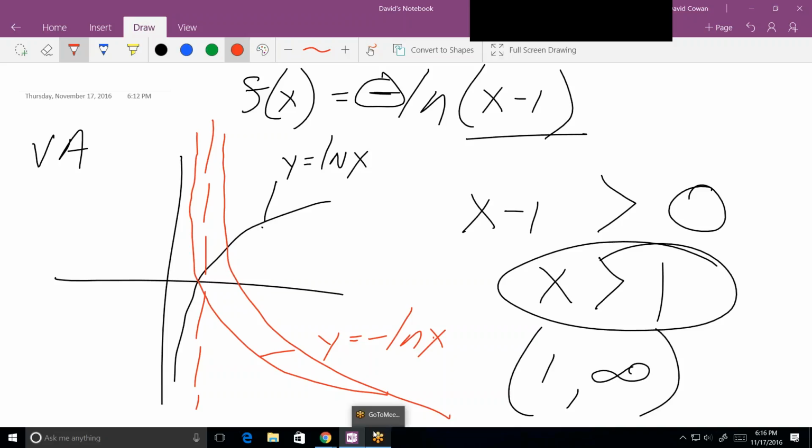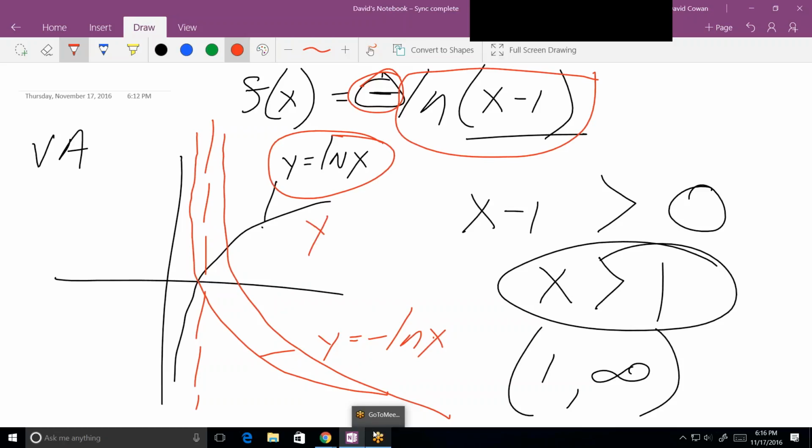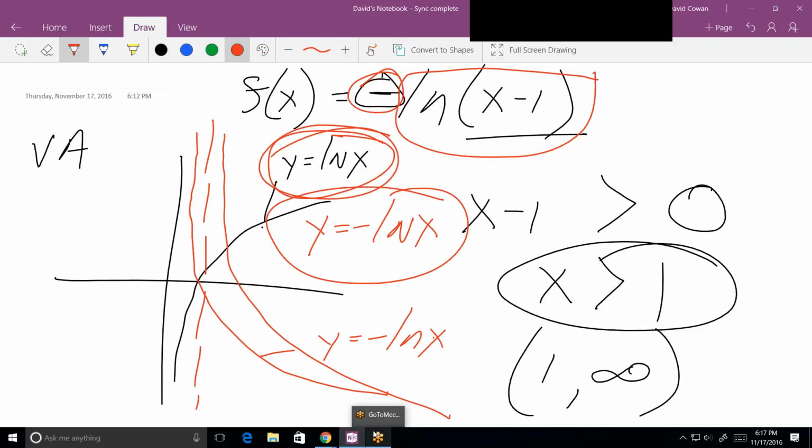The vertical reflection does not affect the vertical asymptote. It has nothing to do with it. In other words, the vertical asymptote's the same for this function as it is for that function. Well, not the same, 1 over. But it's the same as y equals minus natural log of x. These two have the same vertical asymptote. The vertical reflection does not affect the vertical asymptote.